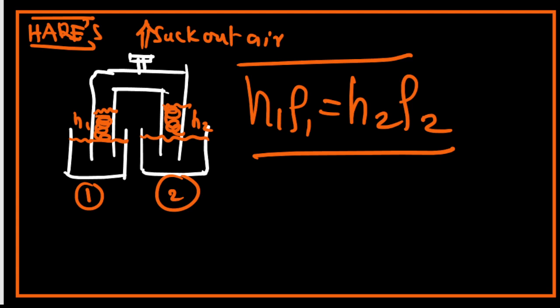Once you have sucked out the air, close the tap so that the air will not return back. So this will help you to retain the height of the liquid in the tubes. Then you measure H1 and H2. Similarly, you do H1 rho 1 equals H2 rho 2, just like you did in U-tube.